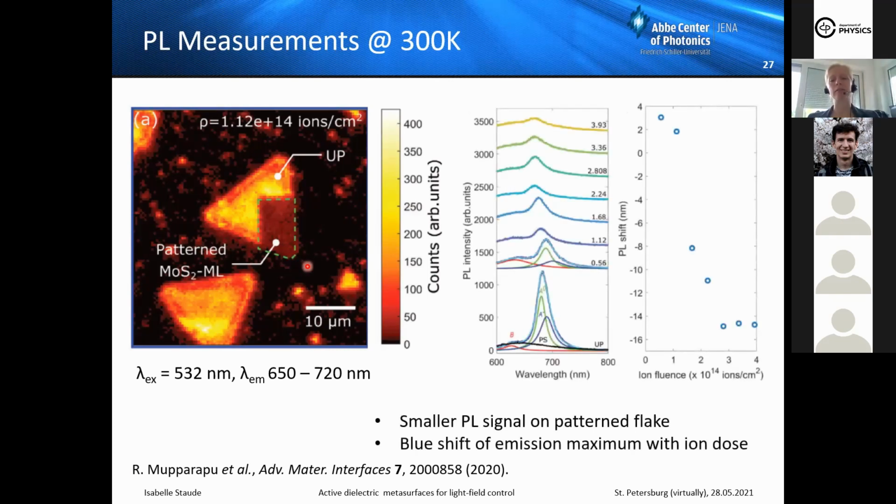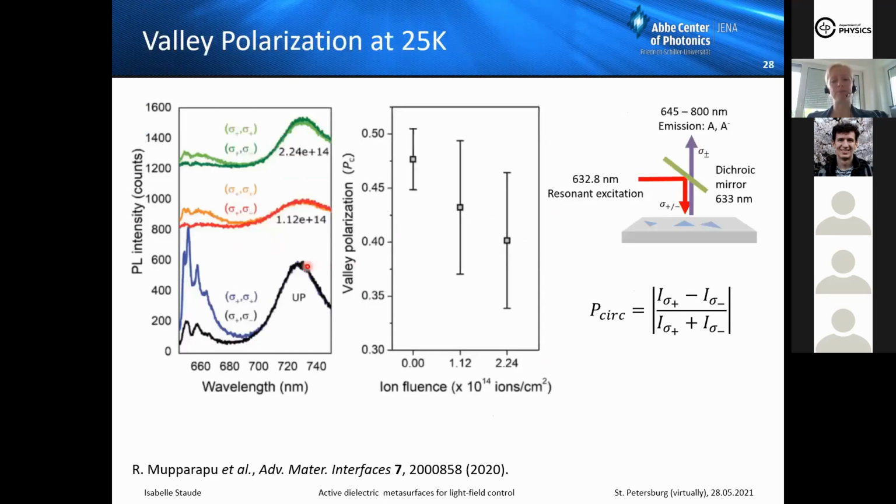So what we see there is a blue shift of the emission maximum with the ion dose, and Rajesh made a careful model and could mainly attribute this to the release of strain as the milling is performed. Like these CVD grown flakes, they are typically pre-strained on the substrate, and now this milling basically relieves some of this strain, and this leads to this blue shift.